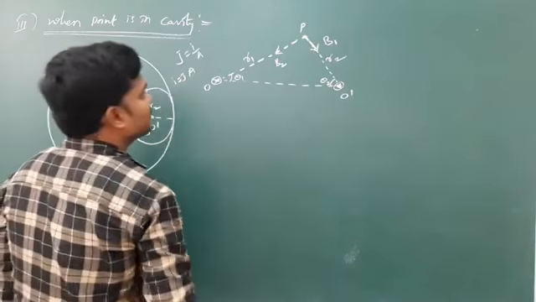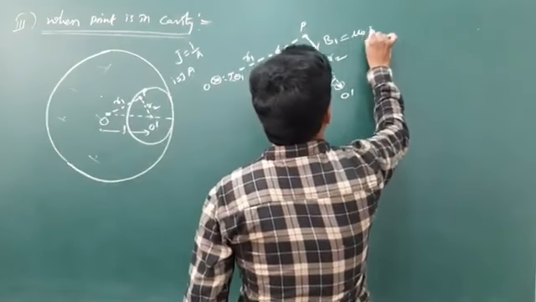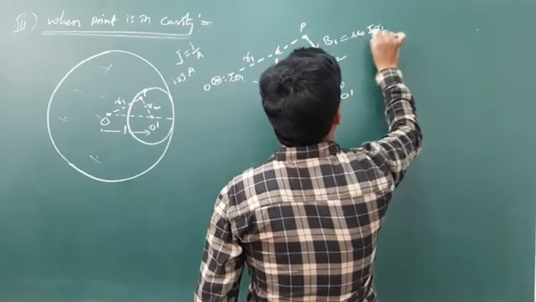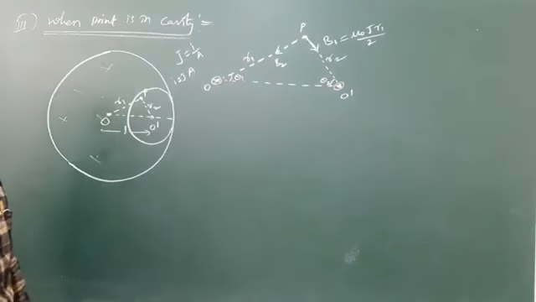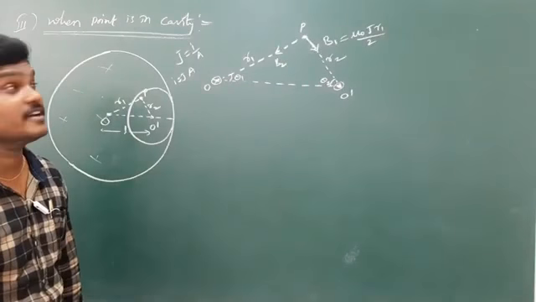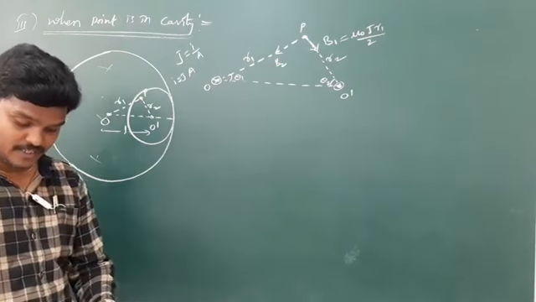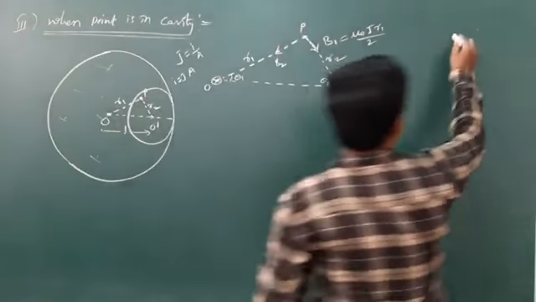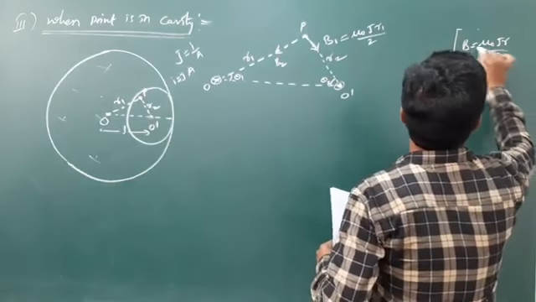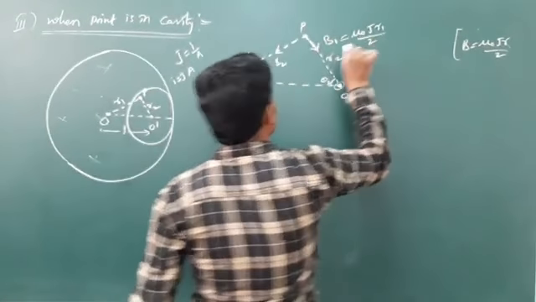Here, what are B1 and B2? B1 is very clear: mu naught J R1 by 2, because inside a solid cylindrical wire the field is mu naught J R by 2. Just recall the previous problem: for a solid cylindrical wire, B is equal to mu naught J R by 2. So B1 is mu naught J R1 by 2.